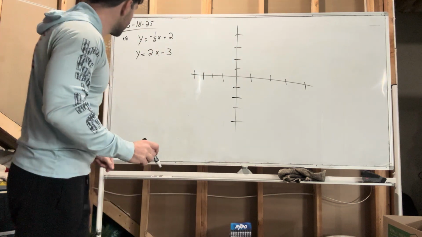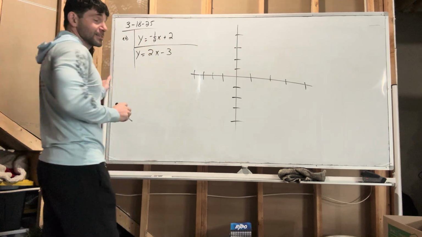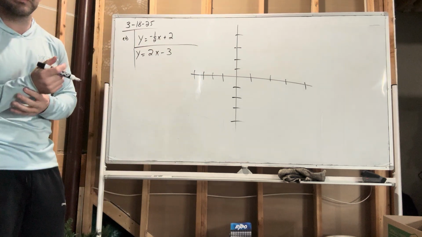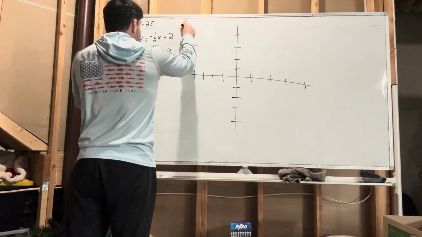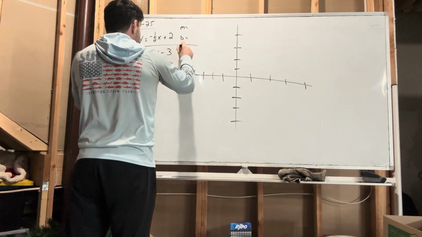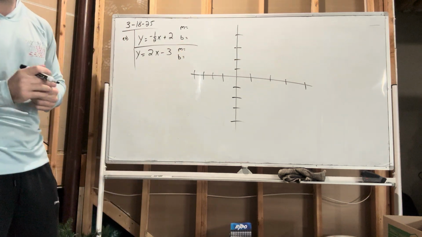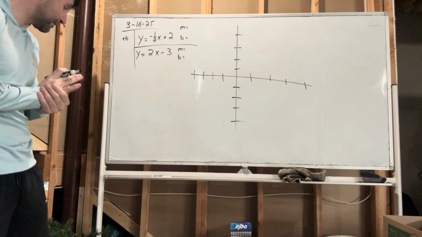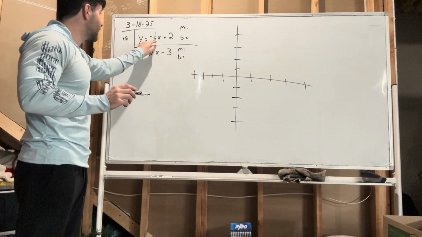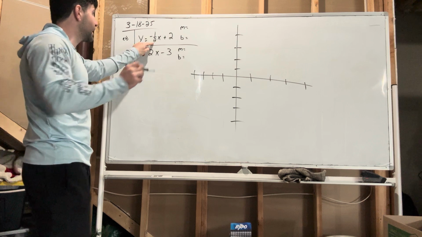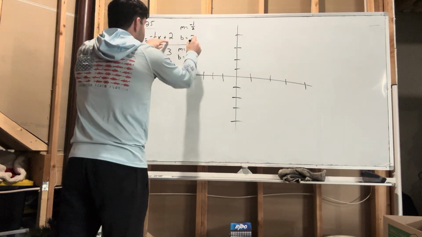Okay, so I've got two equations. I've got this guy, I've got this guy. The first thing that I'm going to do to make this easier for myself is say M equals, B equals, for both. You need your slope and you need your y-intercept to graph any of these. So I'm going to start here. Y equals mx plus b. My m is -1/2. My b is +2.